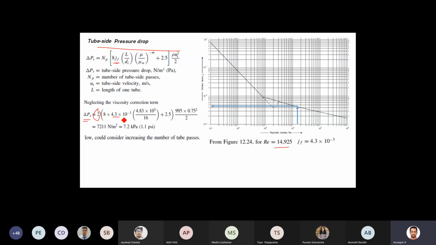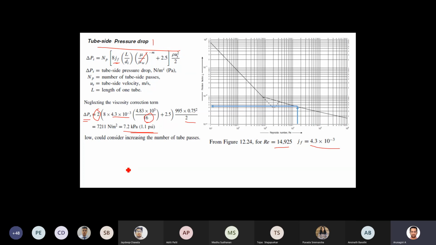8 JF. JF from the chart is 4.3 into 10 power minus 3. So L is 4.83 into 10 power 3 mm, because 16 is your d i in mm. This mu by mu W we have taken as 1. This is your major loss plus 2.5 times this velocity head, 995 into 0.75 square by 2. Okay. So this is your pressure drop, 1.1 psi, very small.